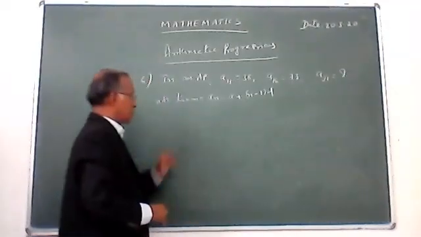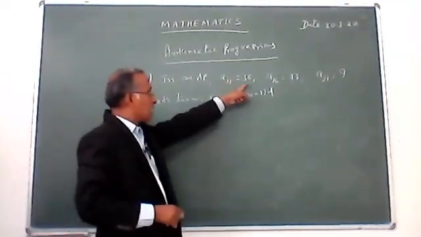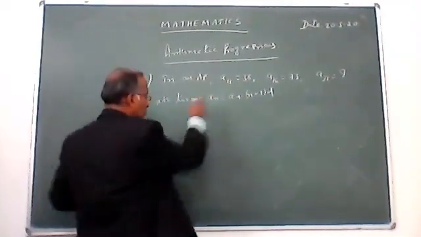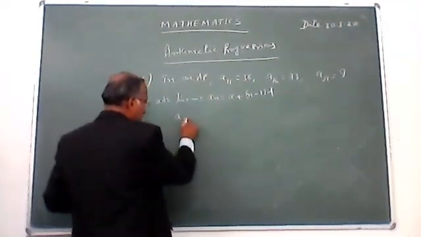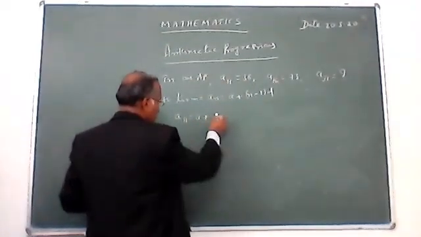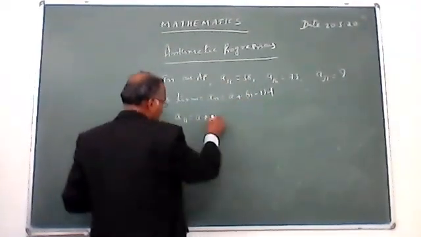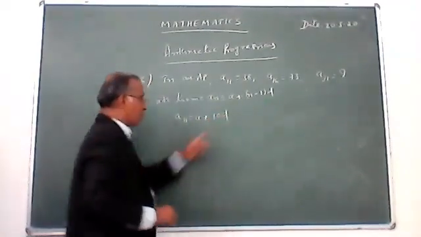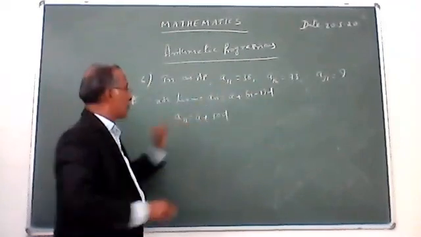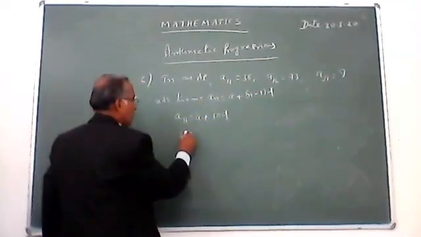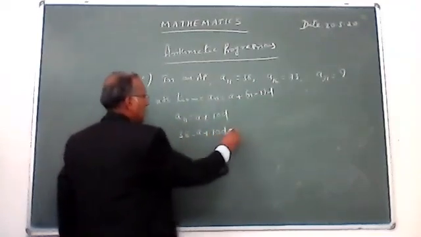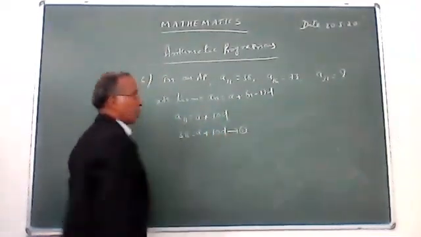No doubt. Here the 11th term is 38, means n is equals to 11, you have to substitute. So A11 is equals to a plus, n is how much here? 11. 11 minus 1 is 10, 10d. A11 value how much? 38. That we have to substitute here. 38 is equals to a plus 10d. Call this as equation 1.